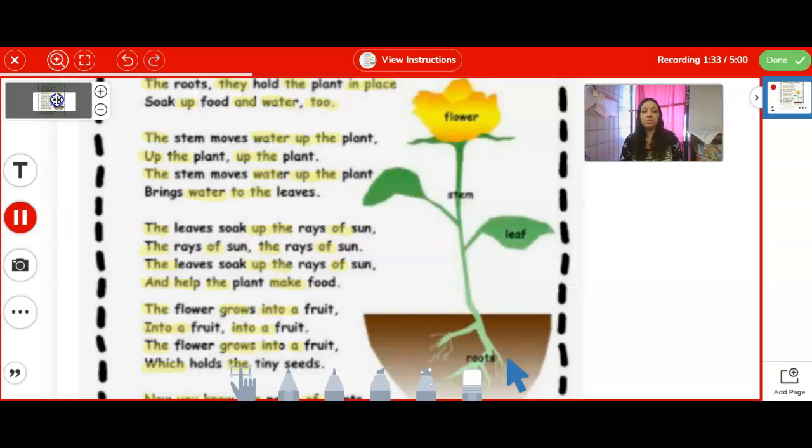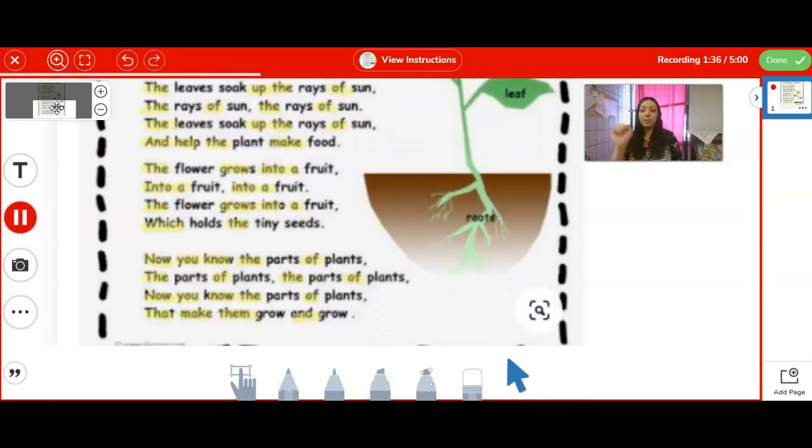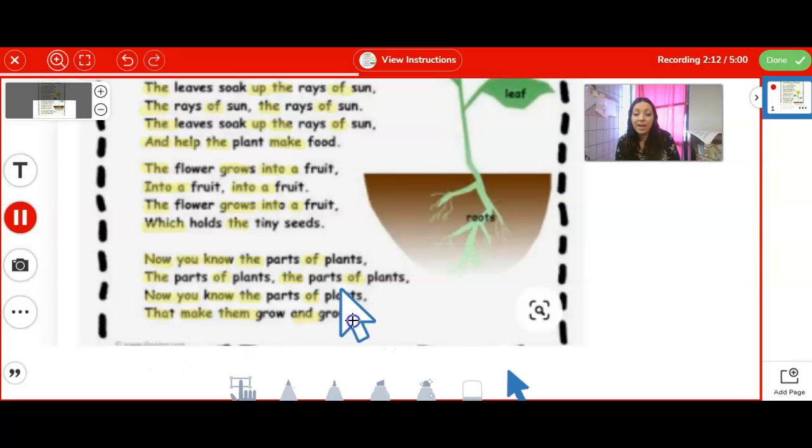And then look, I'm going to scoot my box down a little bit. Now we have our flower. Are you ready? The flower grows into a fruit, into a fruit. The flower grows into a fruit, then remember, which holds the tiny seeds. And then we can go back to pointing for our last part because we don't need our hands. Now you know the parts of plants, the parts of plants. Now you know the parts of plants that make them grow and grow.